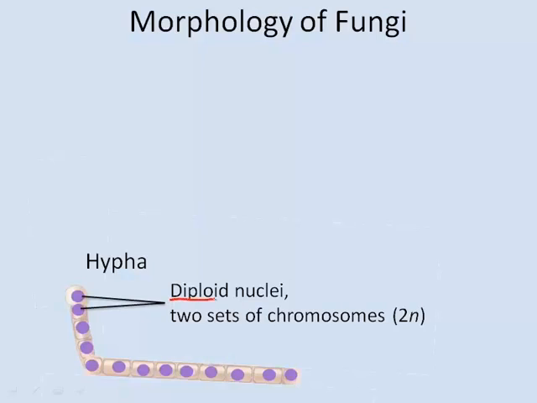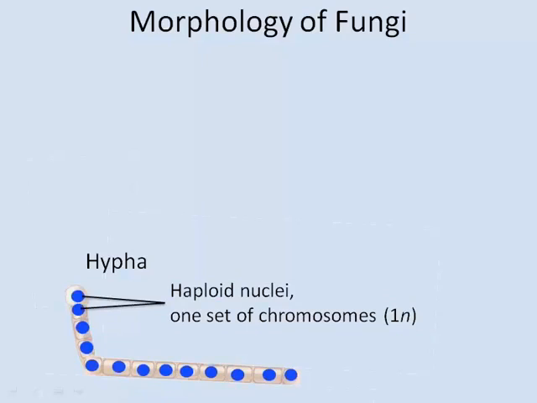Some nuclei have two sets of chromosomes. They are diploid, indicated by the symbol 2N. Throughout the video, every diploid nucleus is colored purple. Haploid nuclei have only one set of chromosomes, indicated as 1N. Haploid nuclei are colored either blue or red.